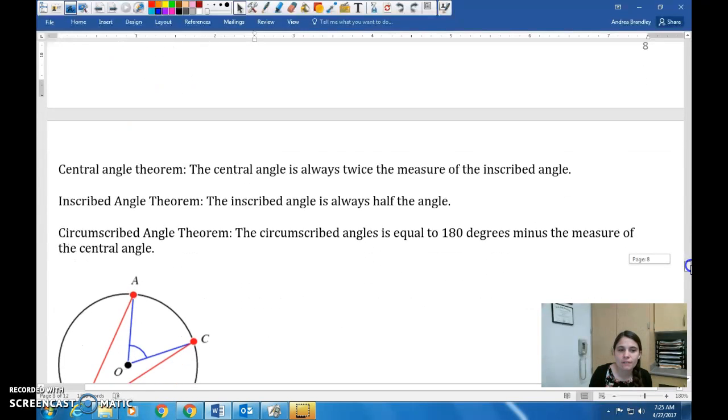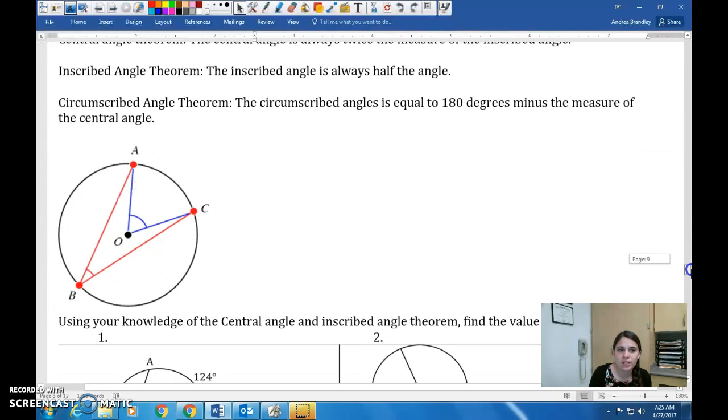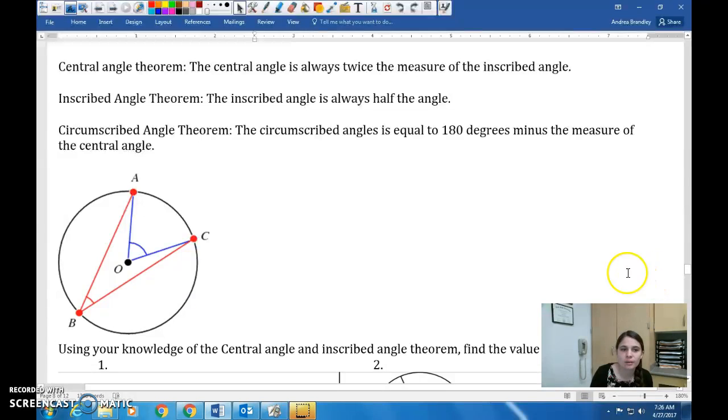There's lots of interesting things about these different types of angles, which I'll scroll down and show you a little bit. We have three different theorems: the central angle theorem, the inscribed angle theorem, and the circumscribed angle theorem. The central angle theorem is that the central angle is always twice the measure of the inscribed angle. So if the inscribed angle is 20 degrees, then the central angle that comes from those same 2 points is twice that, so this would be 40 degrees.